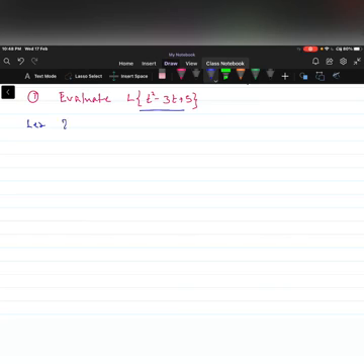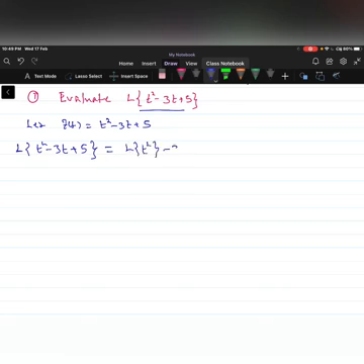Let f of t be equal to t square minus 3t plus 5. Now let us take the Laplace transformation of f of t. So now Laplace of t square minus 3t plus 5 can be written as Laplace of t square, minus 3, which is a constant, take it outside, into Laplace of t, plus 5 into Laplace of 1.